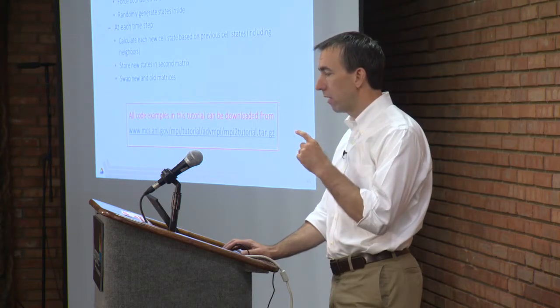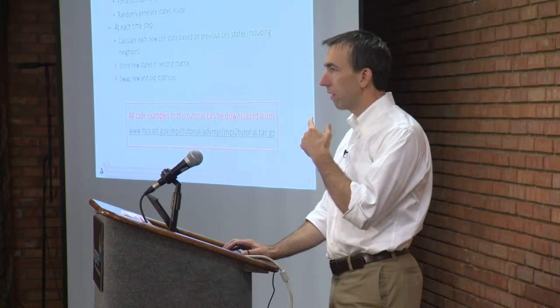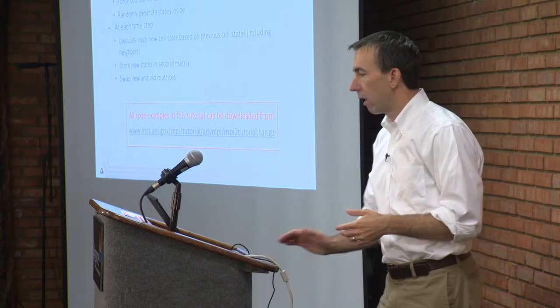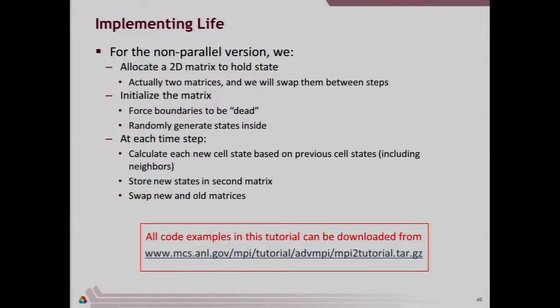We're going to look at the code in slide form, so if you don't have the code up, that's fine, but it might be helpful to grab it. For a non-parallel version, you'd allocate a 2D matrix. Really, you'd have 2 so that you could have somewhere to put the next state as you calculate it. You would initialize that matrix, generate some internal state, and then at each time step, you calculate the new cell states based on the algorithm that I just laid out. Store those in the next matrix, and then swap them and repeat. Pretty simple.